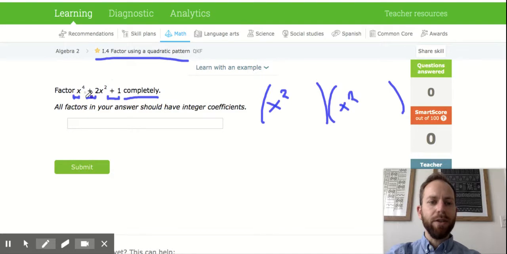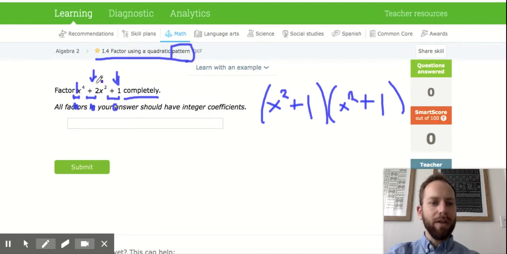Now, my next clues are this pattern right here. You see how this 2x squared and this 1, you see how this b value is twice of this c value right here? Remember, our a would be 1, our b would be 2, and our c would be 1. You see how this is double of this? This is a pattern where I can see that if I had positive 1 here, this would actually be true, because 1 times 1 is 1, and then 1x squared plus 1x squared is 2x squared. So you'll see this pattern kind of repeat. That's why this is called factor using quadratic patterns.